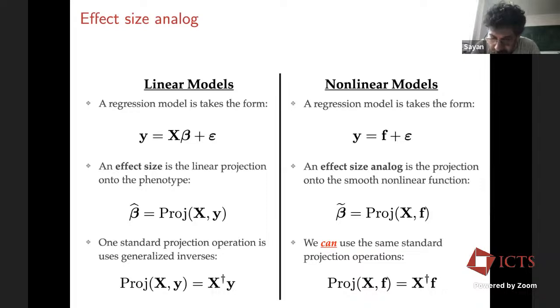So the spirit of what we're doing is a nonlinear model. You have y is some function f plus epsilon, right? Where f is defined by the kernel model. So what we can do is we can get the analog of an effect size, and we'll call that beta tilde, and that's projecting x back to f. And one way of thinking about this is even in a nonlinear model, locally you're linear. So if you have a representation that captures that, then you can capture that local linear structure. Okay.